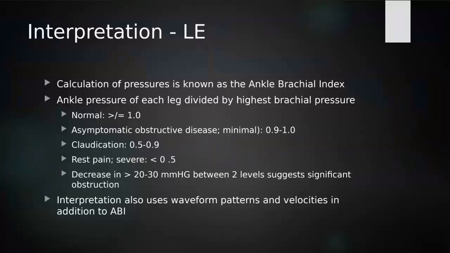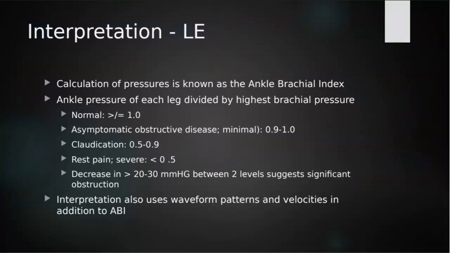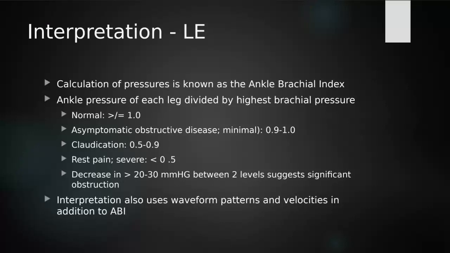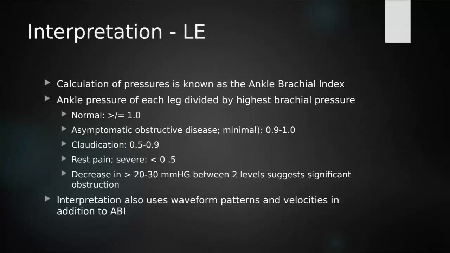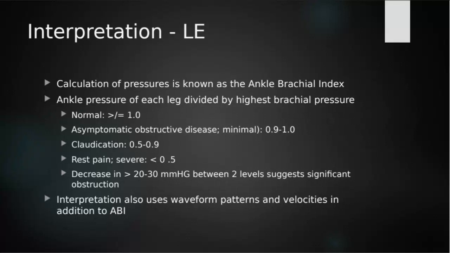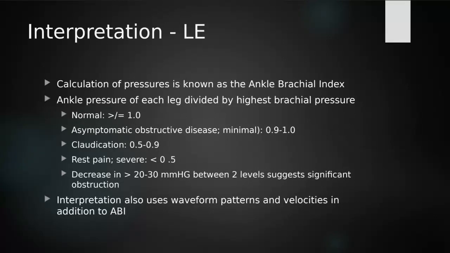Okay, so what do we do with all this information? How do we calculate all this information? Like, why do we care about this? So we're calculating the pressures that we are receiving from these readings, and we are, in a basic sense, putting that as an ankle brachial index. So we're taking that pressure reading from the brachial up in the arm, and then we're comparing it to the ankle.